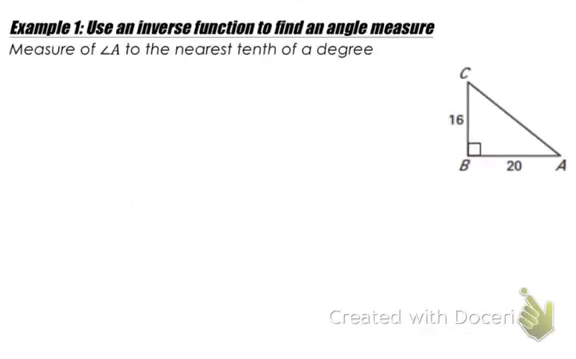In example 1, we're going to use an inverse function to find the angle measurement. We're going to find the measurement of angle A to the nearest tenth of a degree. Our reference angle is A, so we're going to draw our little eyeball on A, because that's the angle that we have to find. If you look at the triangle, we're given the opposite side and the adjacent side, so we're going to write down opposite over adjacent.